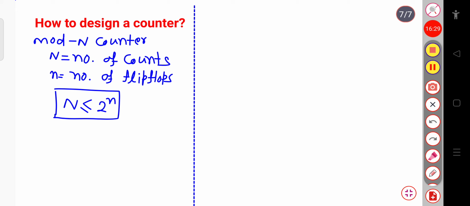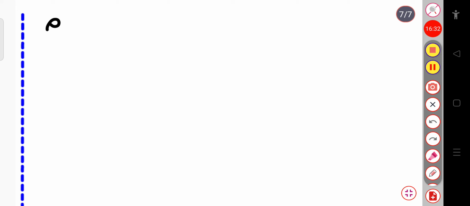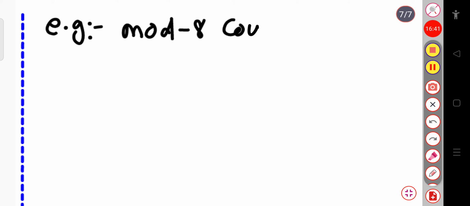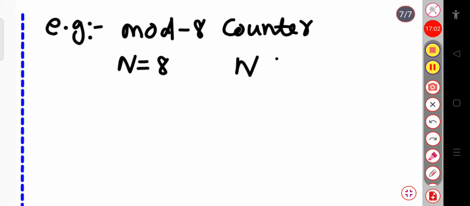Suppose, for example, we are given that we have to design a mod 8 counter. So my question is, how many flip-flops do you need to use? It means that here mod 8 means N equal to 8. N equal to 8 means this is the number of counts. It will count up to 8. But you know, N should be less than or equal to 2 power n.